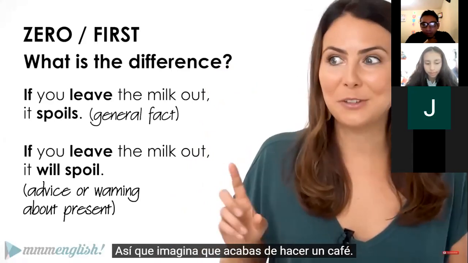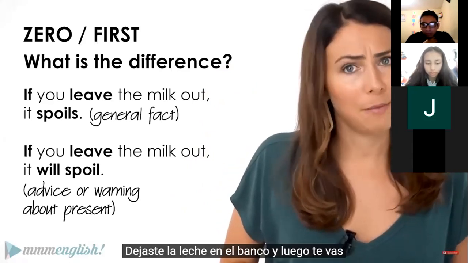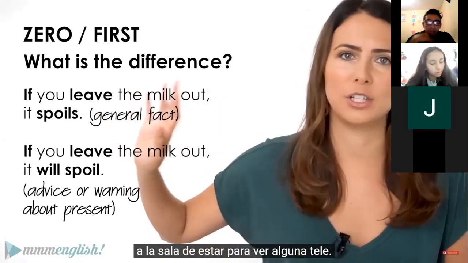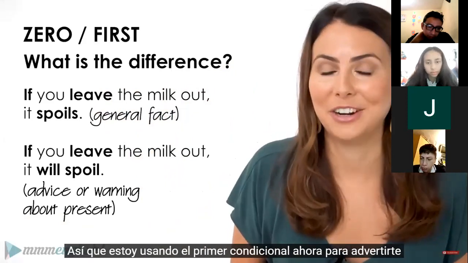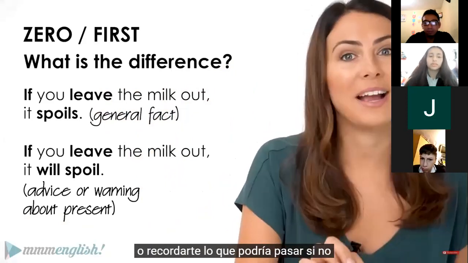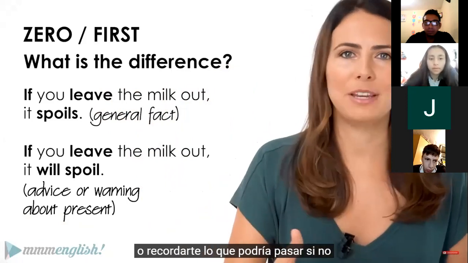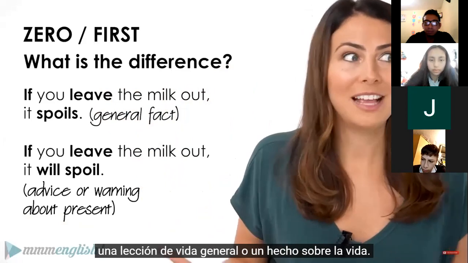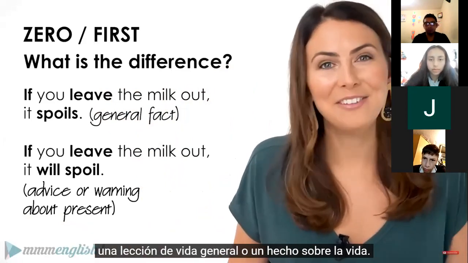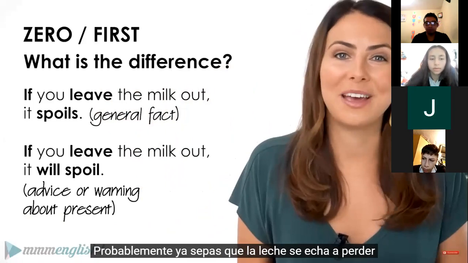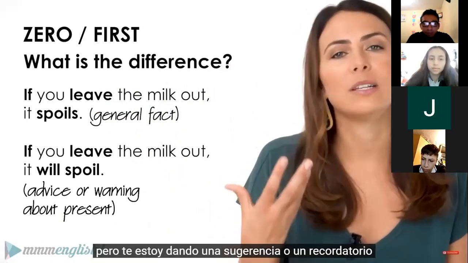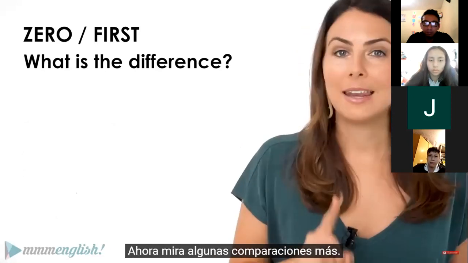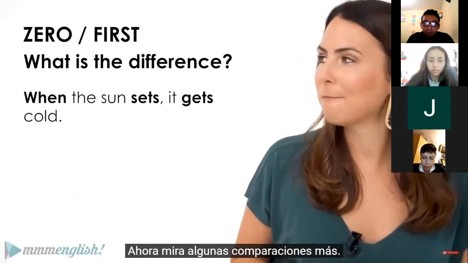So imagine that you've just made a coffee, you left the milk on the bench, and then you've gone off to the living room to watch some telly. So I'm using the first conditional now to warn you or remind you about what might happen if you don't put the milk in the fridge. So I'm not telling you a general life lesson or a fact about life. You probably already know that milk spoils, but I'm giving you a suggestion or a reminder that you should put it in the fridge. Now let's look at a few more comparisons.